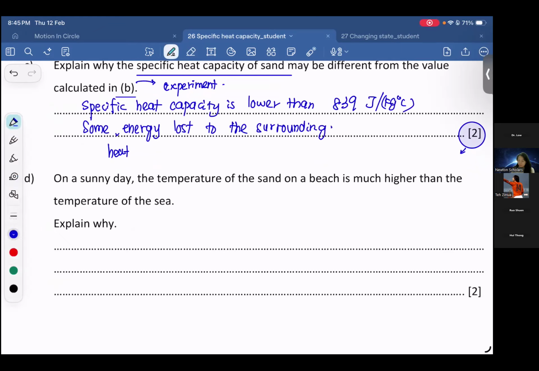Okay, for D here, this is the main point why I put this question in the worksheet. On a sunny day, temperature of the sand is much higher than the temperature of the sea. Explain why. 2 mark here. Okay? So, any of you can tell me why? Why temperature of sand on the beach is much higher than the temperature of sea? Why? Tell me why.